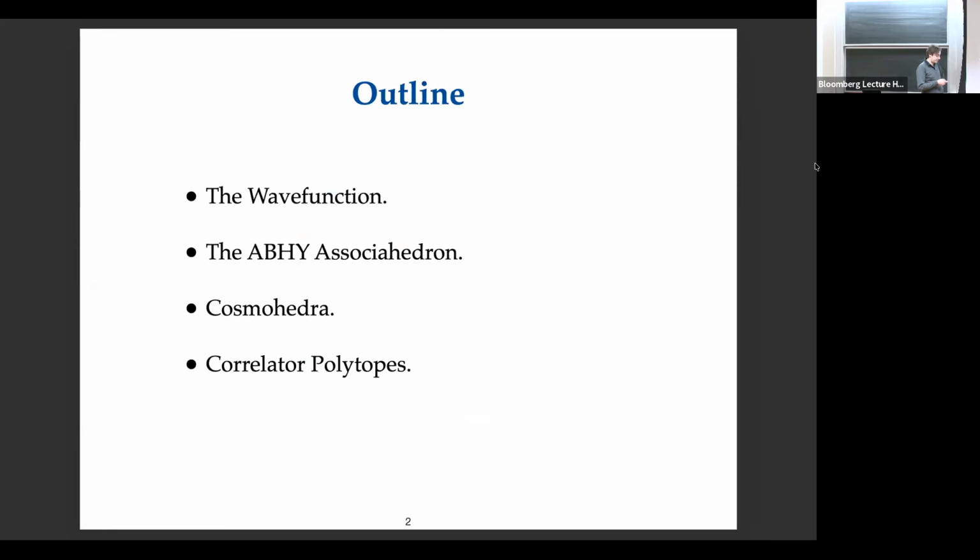So this is the outline. The first two parts are really just a review, and then our work comes in this section. And if I have time, I'll do the extension for correlation functions.